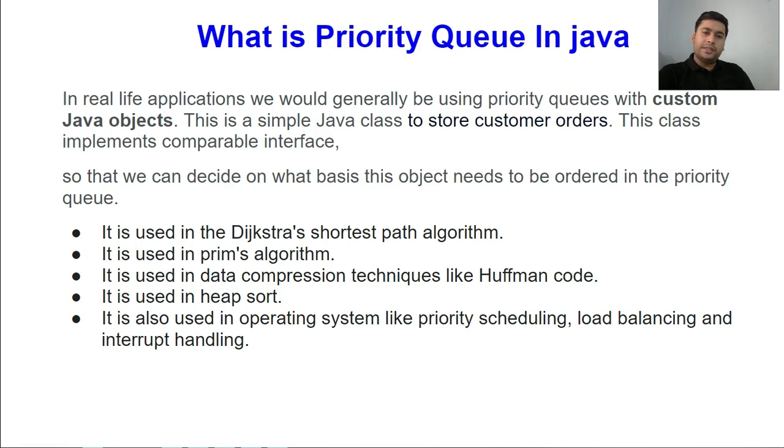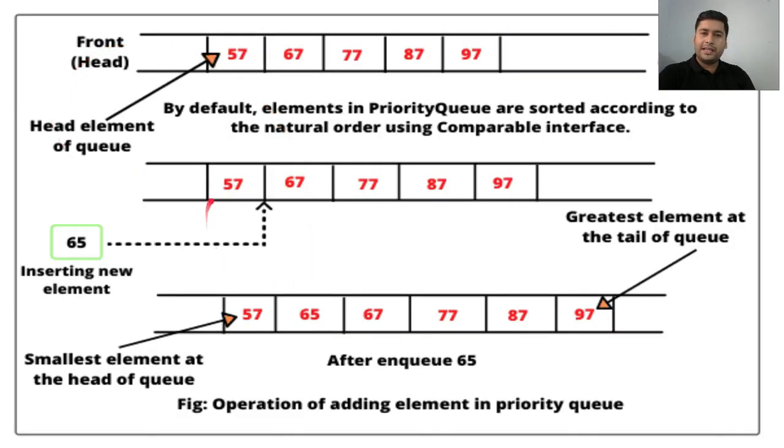Before going to something else, let's understand how the priority queue works. If you see here, this is the front and this is the end, and this is the head element in the queue. Head element means 57. By default, elements in the priority queue are sorted according to the natural order using the Comparable interface.